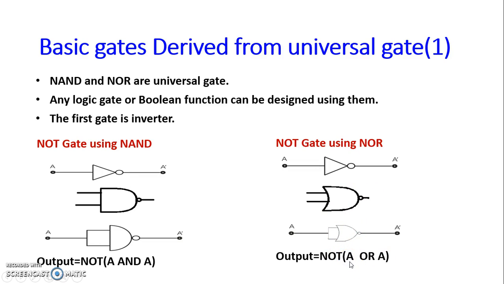Now we can check the truth table again. Suppose A is equal to 1. A or A means 1 or 1, that is 1, and NOT of 1 is 0. So again it verifies the truth table of the inverter, because if I apply 1 on the input, I will get the output 0. This means that NAND and NOR can be used to implement the NOT gate.